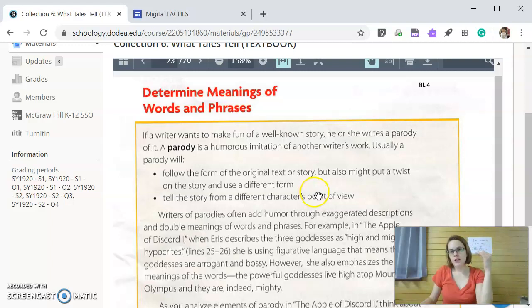And usually it follows the same format because you're trying to copy, but it's not plagiarism because you're using the style but changing the content and the message in order to make it funny. And then you tell a story from a different person's point of view. And in this case, the poem was told from the antagonist's point of view instead of the protagonists, the goddesses, in the previous story we read, Black Ships Before Troy.